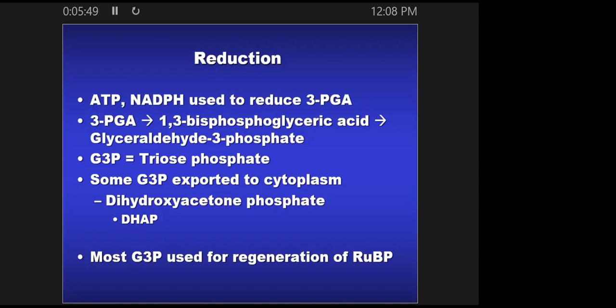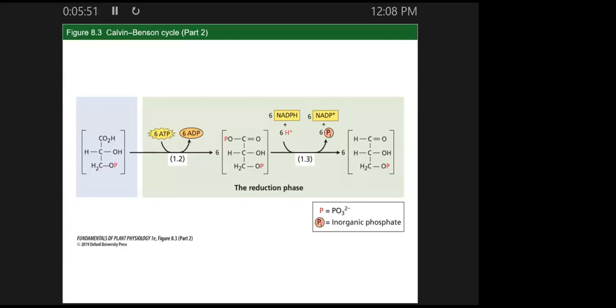Okay, so let's look at this in chemical terms. So here's your PGA on the far left, and you can see that it gets phosphorylated and then it gets reduced. And so that final product is G3P. So PGA to G3P.